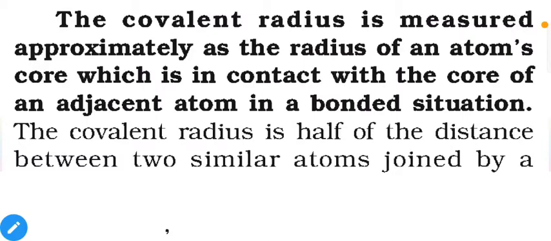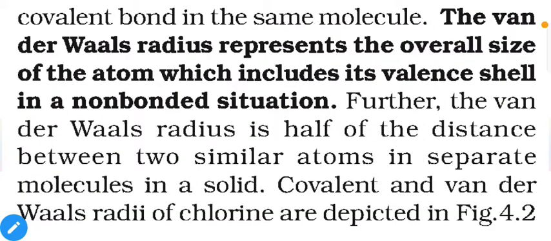Find the bond length of the oxygen molecule, which contains similar types of atoms, and divide it by half. That means half of the length represents the radius of the given atom in the same molecule. The van der Waals radius represents the overall size of the atom, which includes its valence shell in the non-bonded situation. Okay, so it is the method to find the radius of single atoms.